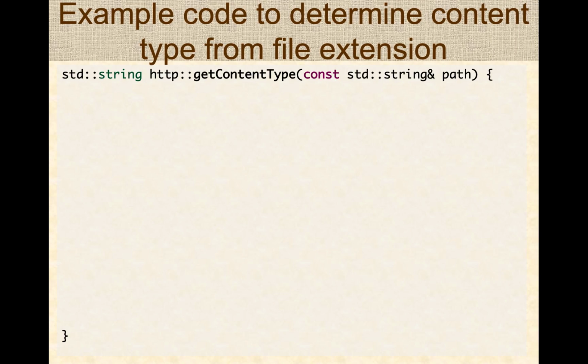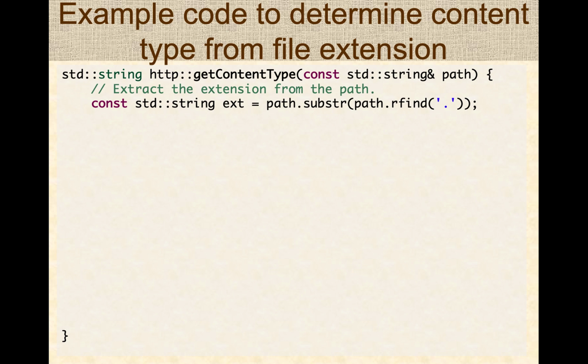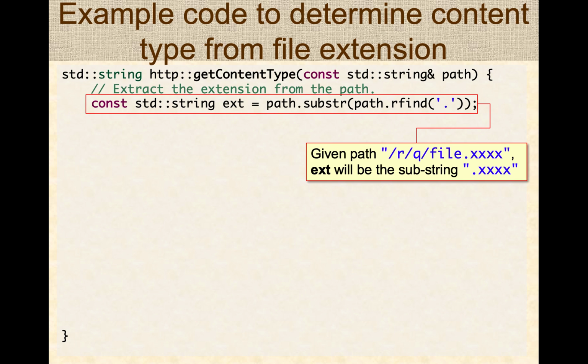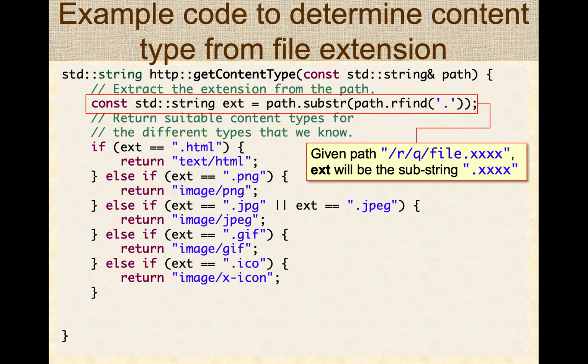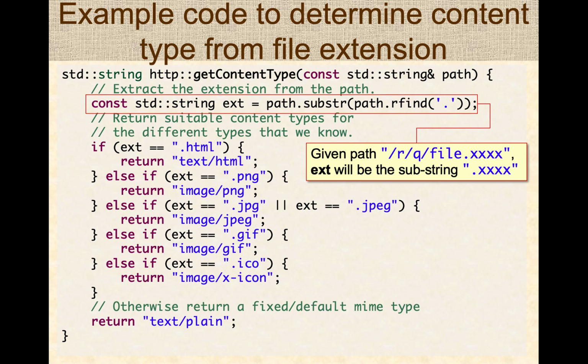So for example, to determine the content type is very straightforward. Typically how it is done is you extract the file extension from a given file. So for example, here, if the file requested had an extension XXXX, this substring ext will have the suffix XXXX from the file. And then if the extension is HTML, the content type is assumed to be text HTML. Same way for PNG, JPEG, GIF, icon. So you can have different types of file extensions and corresponding content type to be sent. By default, if you don't know the content type, you assume it's text plain. That's typically the default.